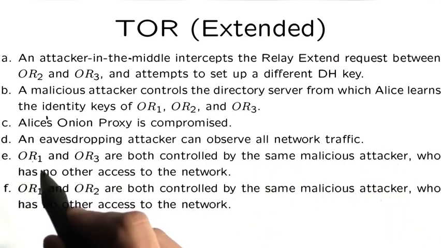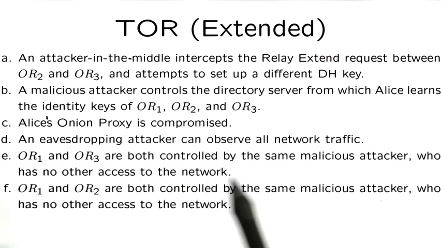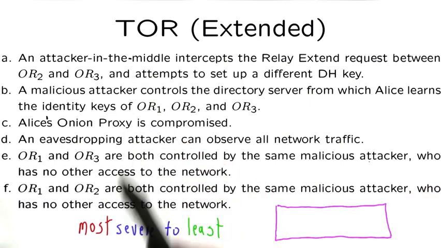And the fifth threat: onion router 1 and onion router 3 are both controlled by the same malicious attacker who has no other access to the network. And the final threat: onion router 1 and onion router 2 are both controlled by the same malicious attacker who has no other access to the network. Order these threats from the most severe to the least severe.